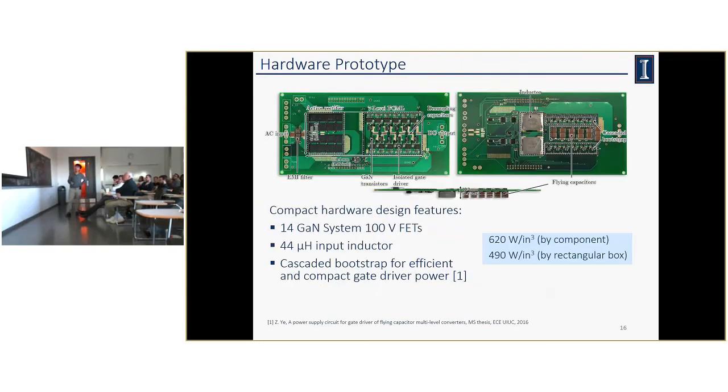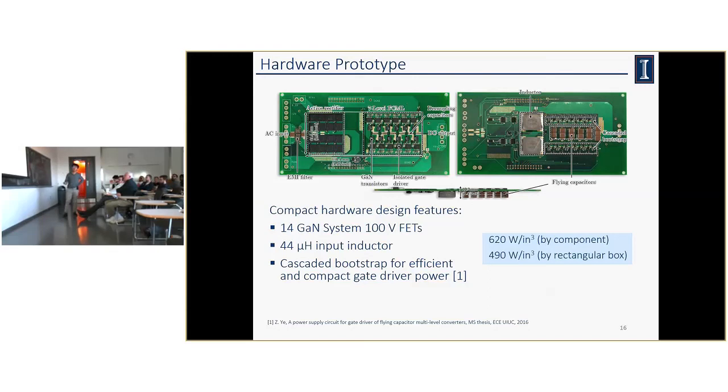So this is the hardware prototype. You can see the active rectifier, 7-level FCML, in the front, and in the back we have the flying capacitors and the inductors. So we have actually 12 GaN switches, 100 volt, and in total these two inductors add up to 44 microhenry.